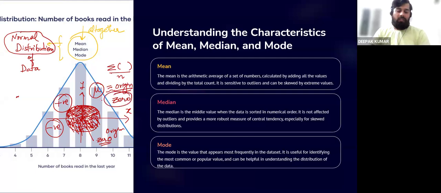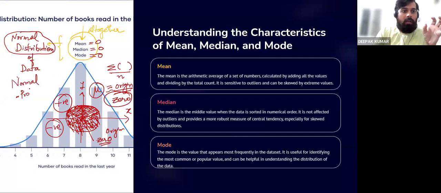Common sense. So whenever you are having your mean equals 0, median equals 0, mode equals 0, usually mean, median, mode lying at origin, then we call such a distribution of the data to be normally distributed. So the good name is normal probability distribution.